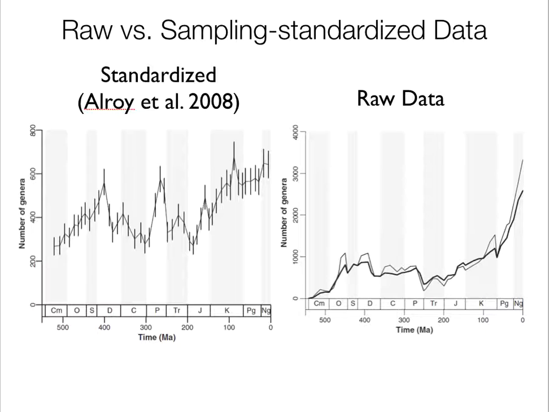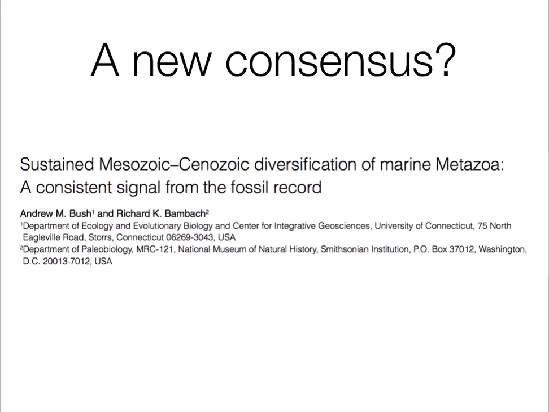So when this came out, it was pretty controversial. A lot of people thought that it was overly standardized and was actually throwing out too much data, basically ignoring too much data for fear of that data being biased. And so recently, just in 2016, Andy Bush at University of Connecticut and Richard Bambach wrote a new paper in Geology where they basically tried to come to a consensus between these two end members, the raw diversity and the super sample standardized diversity.